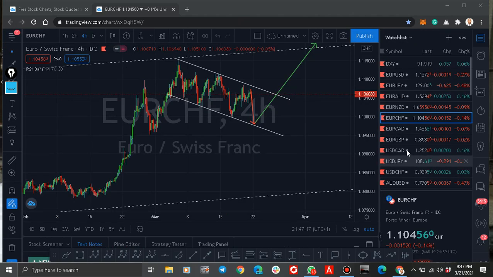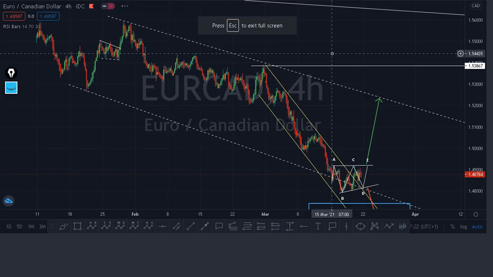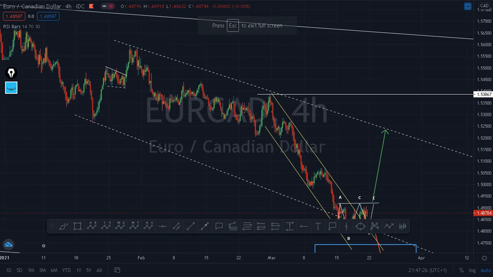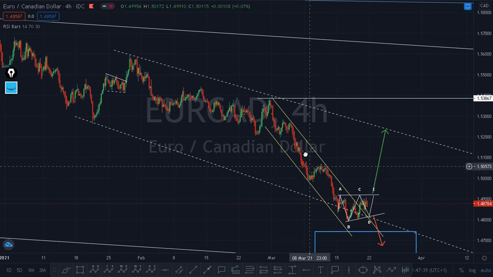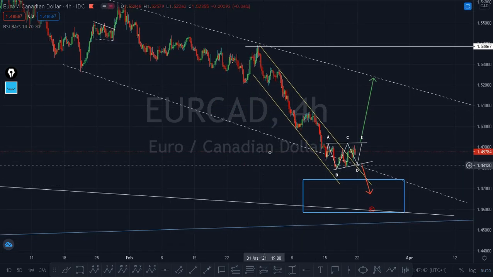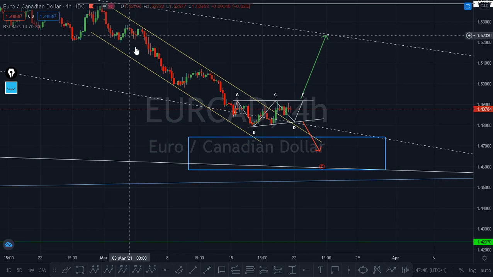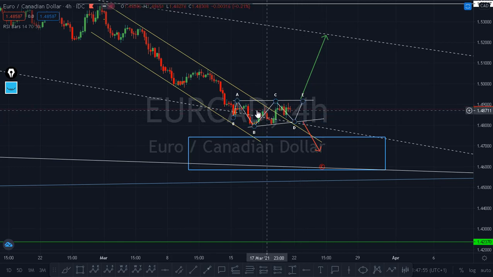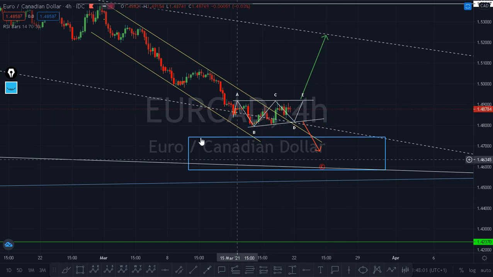The next, Euro card. In Euro card, what's happening? We have a channel last week. Let me zoom the chart. We have a channel last week, and the move continues in the channel. Now you can see we have another channel. This channel has been broken, right? But we have another channel, and this channel is forming.